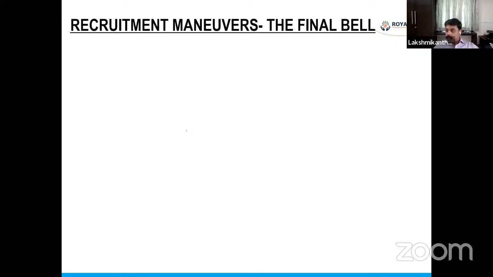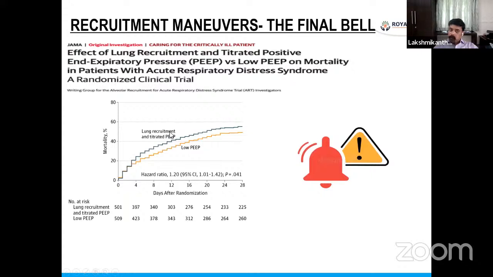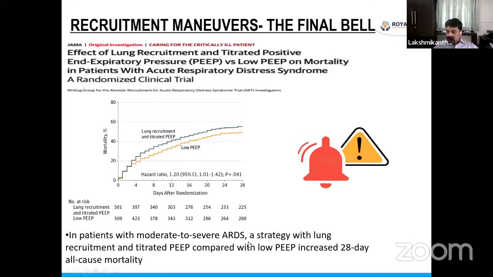Even though there was not much benefit, many people used to do these recruitment maneuvers for a long period of time. The final bell was rung in 2016, in this large trial called the ART trial, where they found that the mortality was increased with lung recruitment and a titrated PEEP strategy. So definitely in patients with moderate to severe ARDS, a strategy with lung recruitment compared with low PEEP increased the all-cause mortality. This recruitment should not be routinely done.